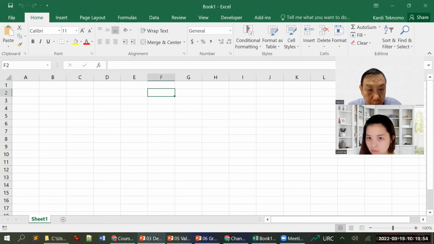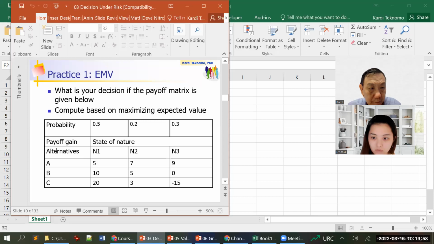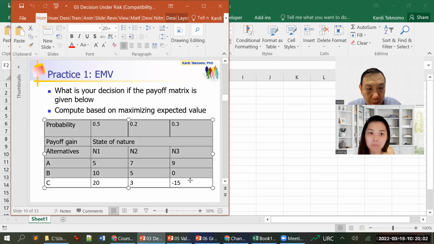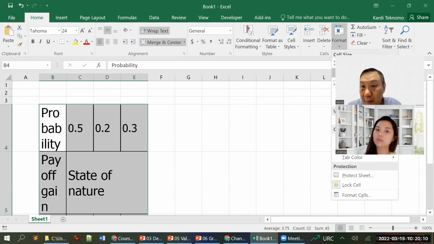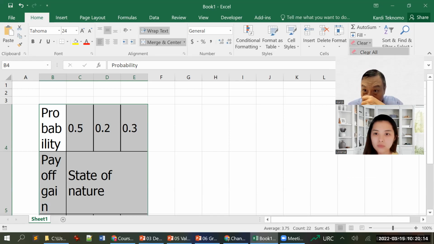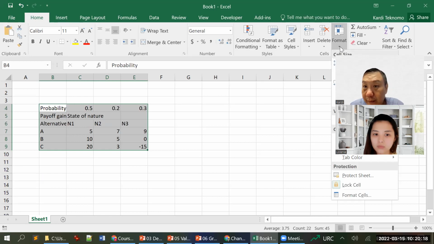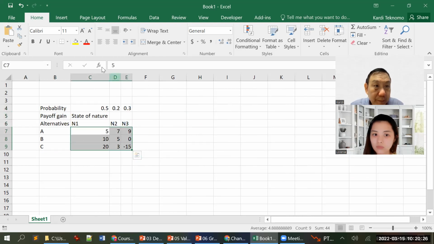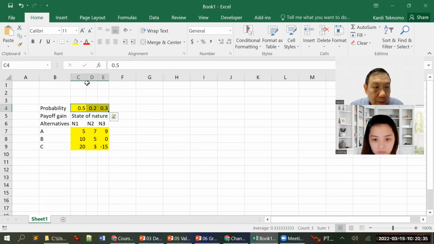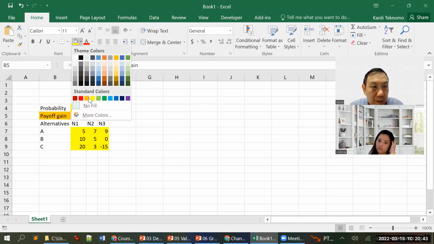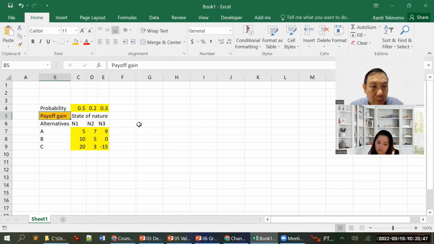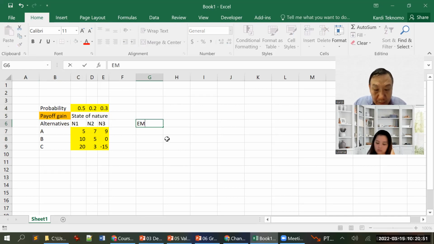Okay, so let's copy that. There, I can copy this. Let's remove all the formatting. Clear all format. Then just auto fill. Okay, so this is our table. This is the input. This is another input, so I put yellow. Because this is gain, you will maximize, you will take the maximum. So I will put the expected value, EMV.